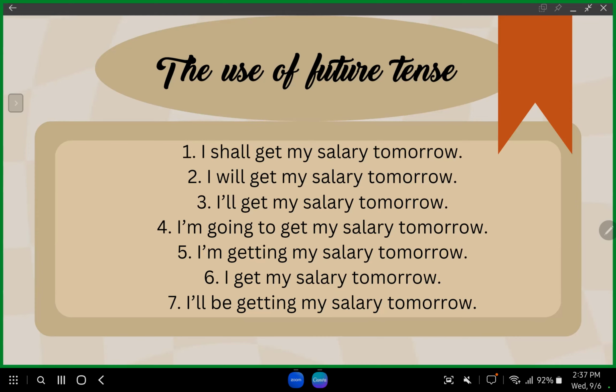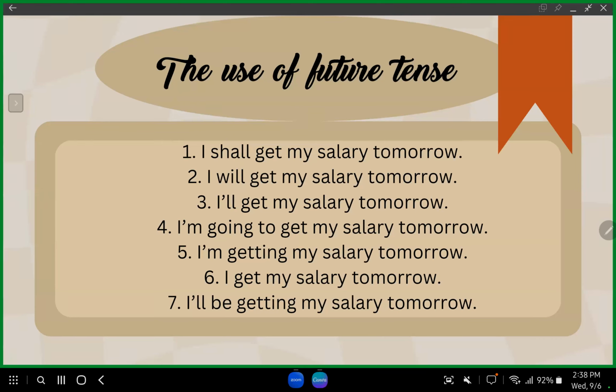When we see number one, it says, I shall get my salary tomorrow, or I will get my salary tomorrow. Then the third one says, I'll get my salary tomorrow. This is just a contraction, or a short form for I will or I shall. So if you get this, don't get confused. You can either use will or shall.